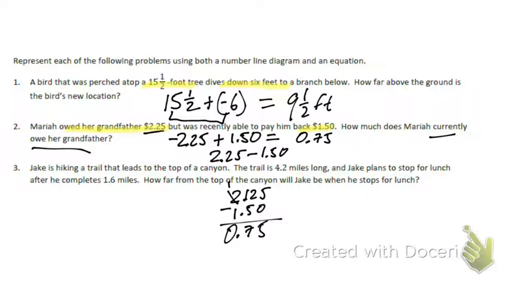Is it going to be negative or positive, though? The bigger number was negative, right? So that means your answer is going to be negative. And it's negative because that's how much she still owes. Remember, negative numbers represent owing money.